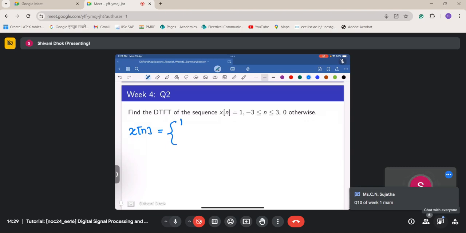Question 10 of week 1. Did you ask for it? I don't know. 5, 7 and 8 were asked, I think. Anyway, let's just finish off these questions, and then if time permits, I'll get into it. x of n is 1 for -3 less than or equal to n less than or equal to 3, and it is 0 otherwise.